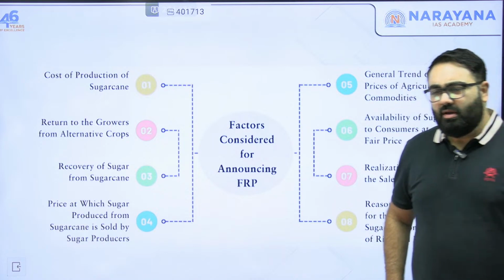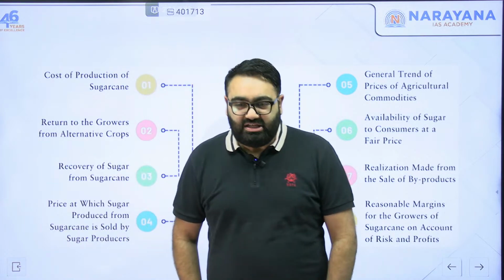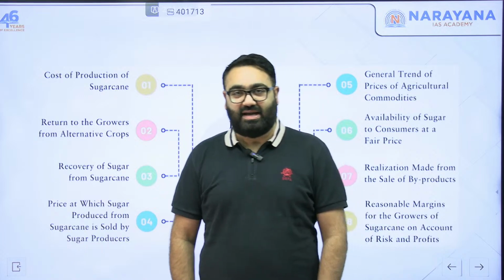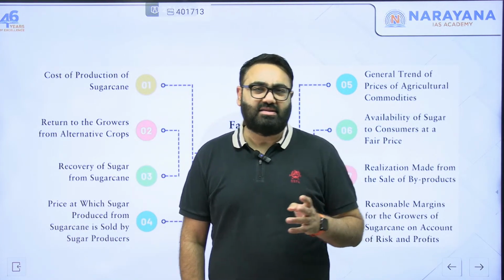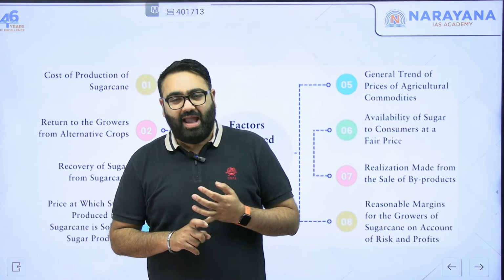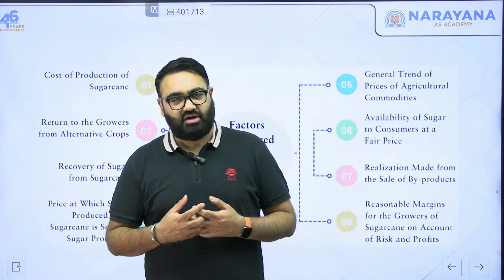Now, the prices of sugarcane, that is the FRP, is slightly more complicated as compared to how MSP is decided. For MSP, we just saw government has two main factors in the mind. That is the input cost, that is the A2, and the family labor, that is the FL. So they take these two things into consideration.